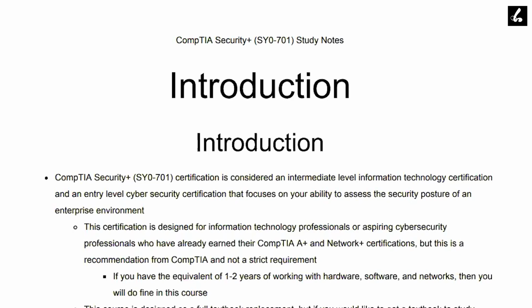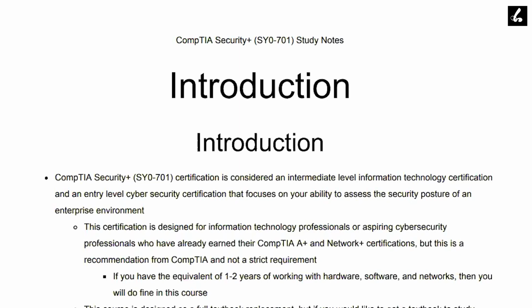So it is basically an entry level cybersecurity certification. Here you can get a basic understanding of what the security terms are, what things you need to do, what the vulnerabilities are, and what the mitigation steps are. After that, you will be able to understand the security posture of an enterprise environment.